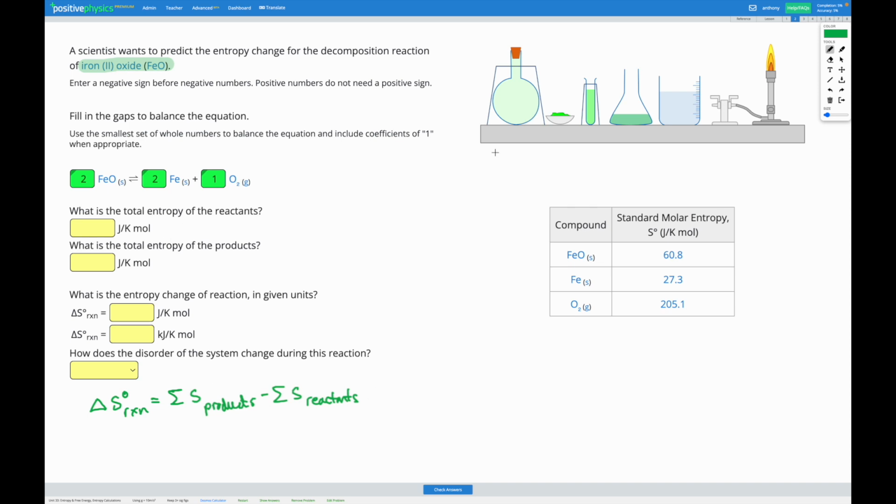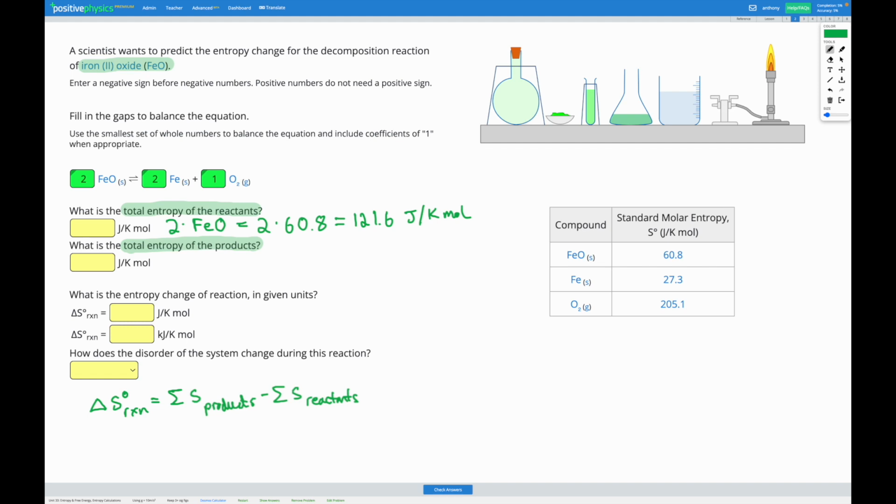So our first step is going to be finding the total entropy of the reactants and the total entropy of the products. We're given this table over here, which has the standard molar entropies for each compound included in our reaction. So for the reactants, we've got 2 sets of iron oxide, FeO. From the table, iron oxide is 60.8. So 2 sets of 60.8 gets us 121.6 joules per Kelvin mole for our entropy of reactants.